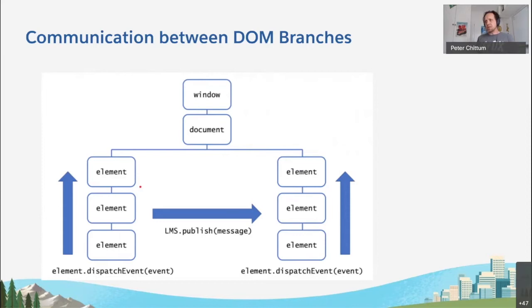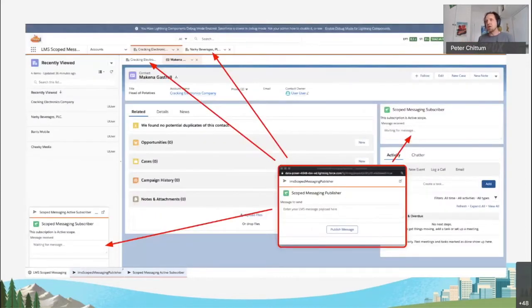Okay, so back to the presentation here. This is the main core problem that LMS is trying to solve, this complex architecture. And to illustrate that a little bit better, this is a demo that I built to just illustrate something called scoped messaging. But it actually illustrates really well the problem here. I have a publisher that's in a popped out window. I have a subscriber that's sitting over here on the utility bar. I have another subscriber that's in the active tab, and I might have subscribers in inactive tabs that do or don't need to listen to this message.